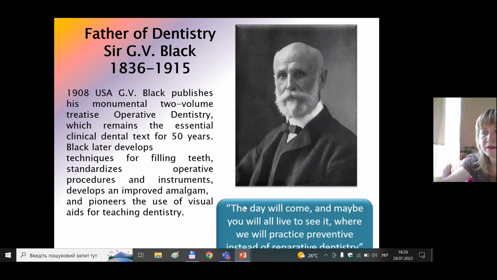Here I put his famous statement, and he was like a predictor, possibly. And these words are such: the day will come, and maybe we will all live to see it, when we will practice preventive instead of reparative dentistry. Every dentist struggles to follow this statement, but still we have tooth decay, and still we have reparative dentistry.